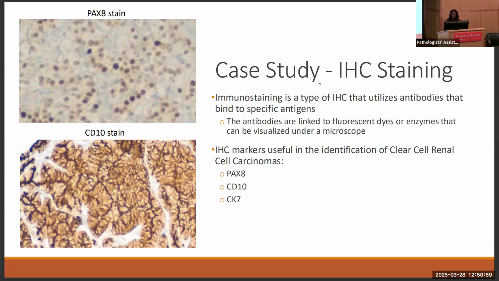PAX8, CD10, and CK7 are IHC markers that can be used to identify clear cell carcinomas. Clear cell carcinomas are PAX8 and CD10 positive, but CK7 negative. PAX8 is a transcription factor that is found in the nuclei of neoplastic cells, and when the cells are positive, the nuclei stain black to brown, which you can appreciate here. And CD10 is a membrane marker that stains membranes of cells when positive, and the lighter brown areas are the cytoplasm and the darker brown areas are the actual membranes.